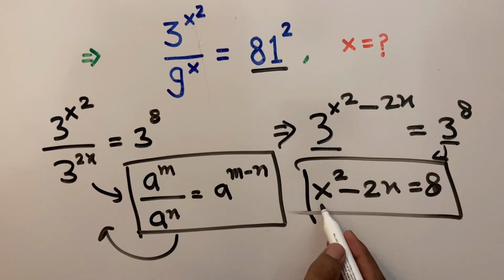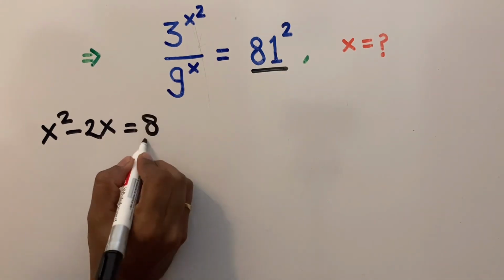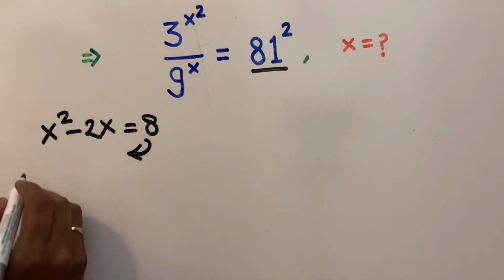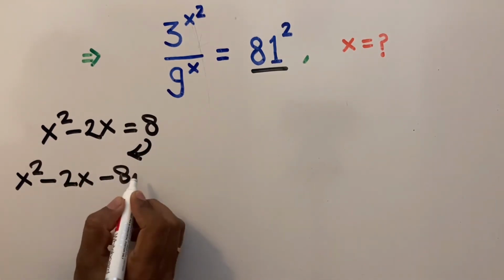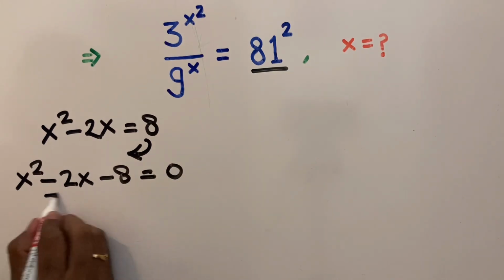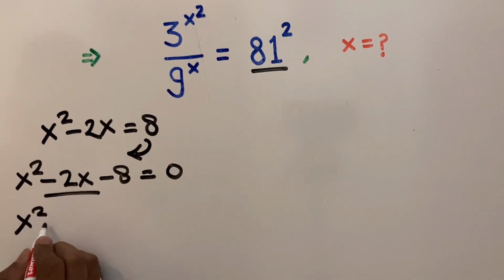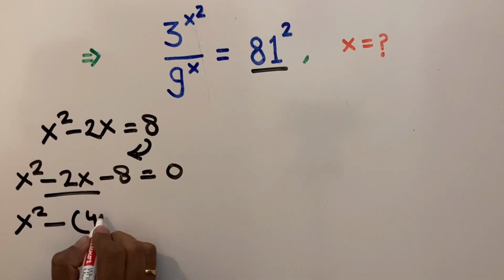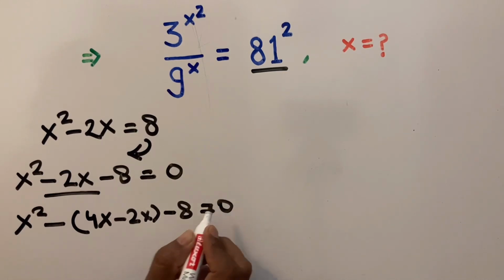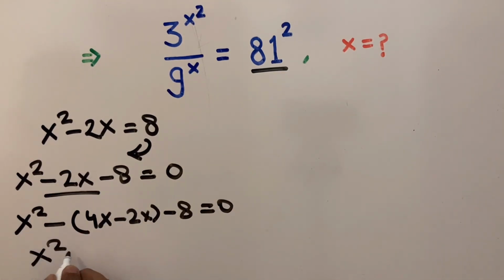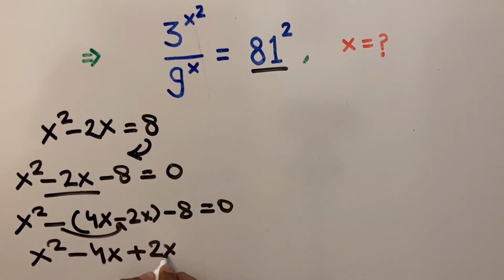Now we can solve this quadratic equation to find the value of x. Let's see. Transfer 8 to this side of the equation. It becomes x² minus 2x minus 8 equals 0. This minus 2x can also be written as minus 4x plus 2x, so minus 4x plus 2x minus 8 equals 0. This is x² minus 4x plus 2x minus 8 equals 0.